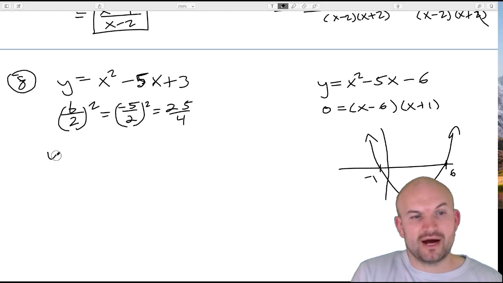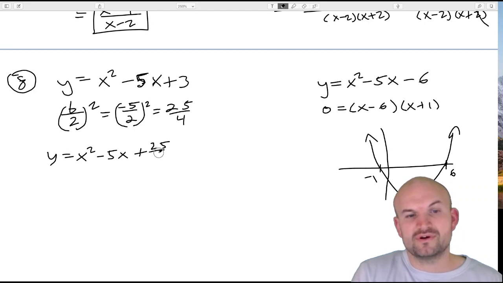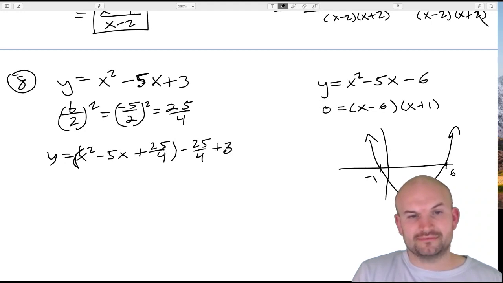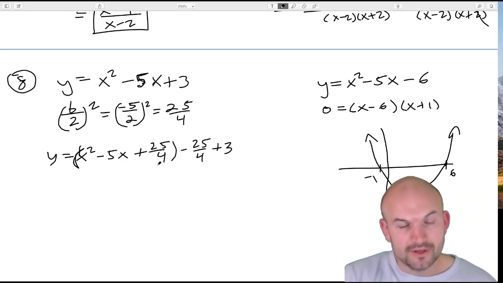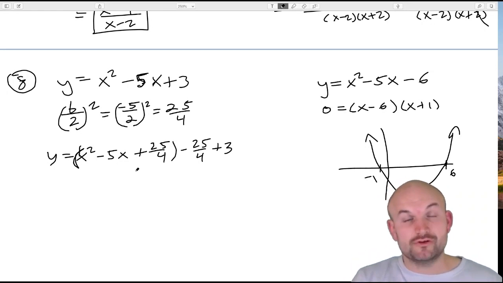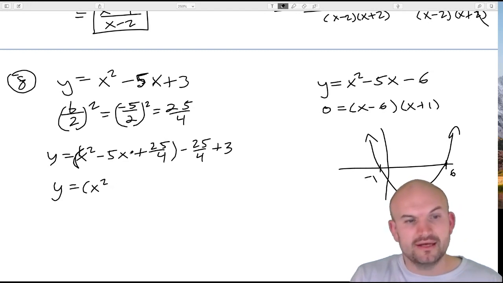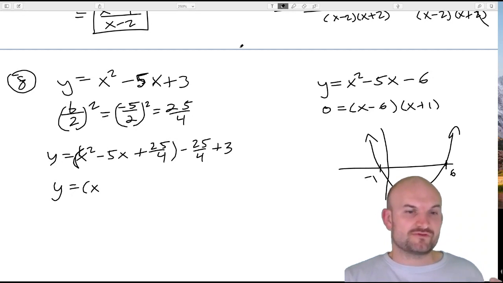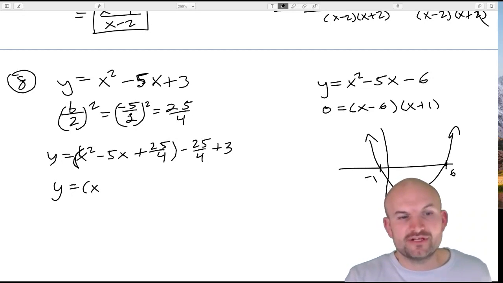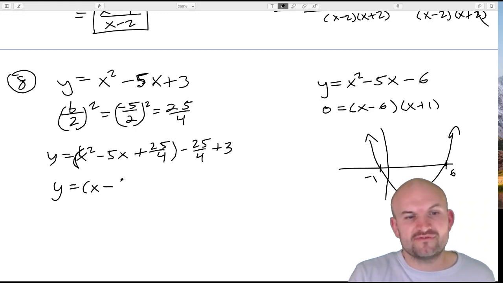So what I'm going to do is take y equals x squared minus 5x plus 25 fourths. But again, you can't randomly add a number to an equation. You're going to have to subtract 25 fourths, and then you're going to have to add 3, because the 3 is still there. Now, remember, you've created a perfect square trinomial, which can be factored into a binomial squared. The factored form is where students usually have trouble, but it's just b divided by 2. So all you're going to do is x minus 5 halves quantity squared.